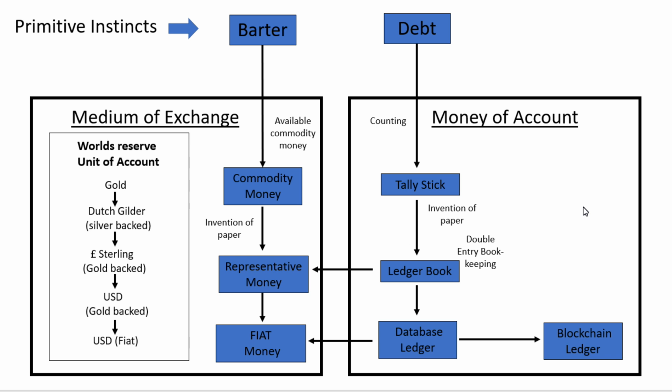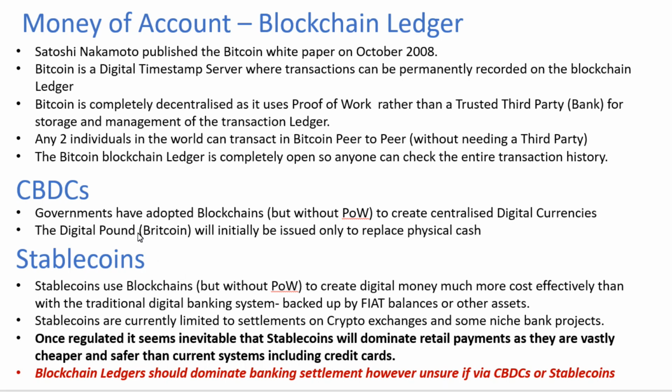But actually you require a kind of nuclear holocaust situation, or World War III situation, before you could see Bitcoin emerging as the replacement to database ledgers as far as the current world money supply is concerned. However, there are actually CBDCs and stable coins which are in existence.